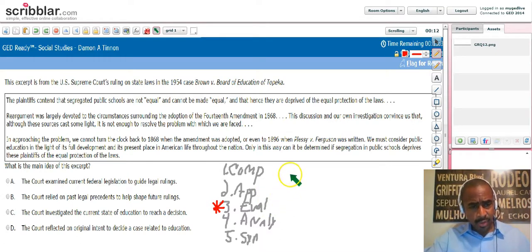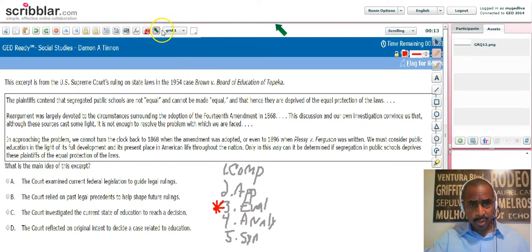And so then the second thing we're going to do, what is the main idea of this excerpt? Now here are our selections. The court examined the current federal legislation to guide its legal rulings. Well, actually that's not it, because in the evaluation of this and reading what it's saying, it actually says we cannot turn the clock back to 1868 and 1896. So we cannot go back to the old legal rulings. And then it doesn't talk about any current legal ruling. So right there, we know that that's one that we can go ahead and eliminate.